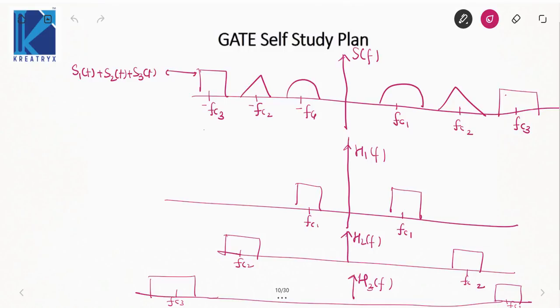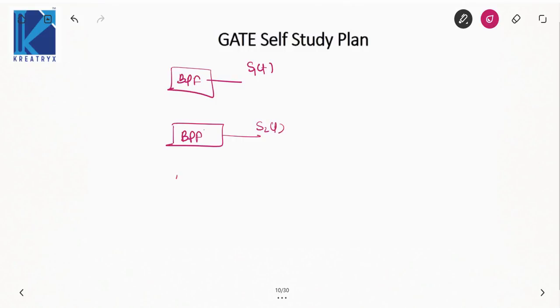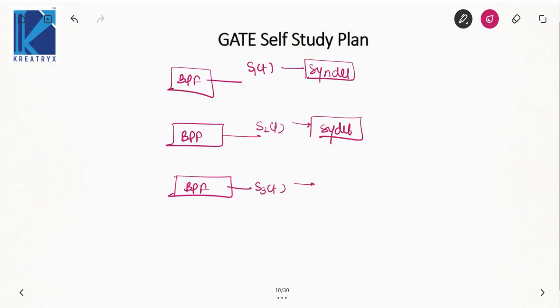Now what will be the output of these filters? The output of the first band pass filter will be the signal S1(t). The output of the second band pass filter will be signal S2(t), and the output of the third band pass filter will be S3(t). Now by passing it through a synchronous detector, we can recover the original message signals, which were M1(t) in this case, M2(t) in this case, and M3(t) in this case.